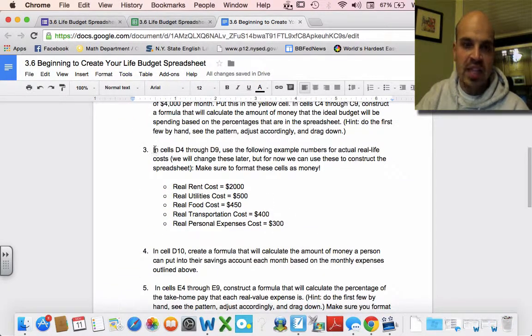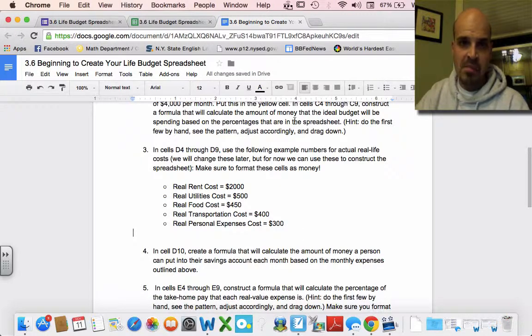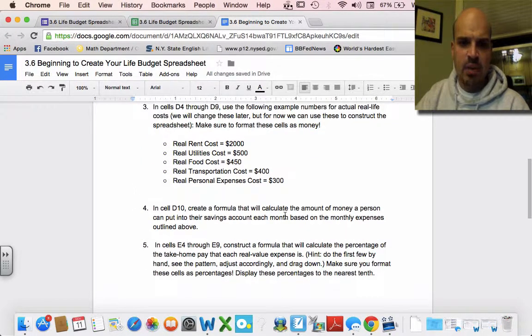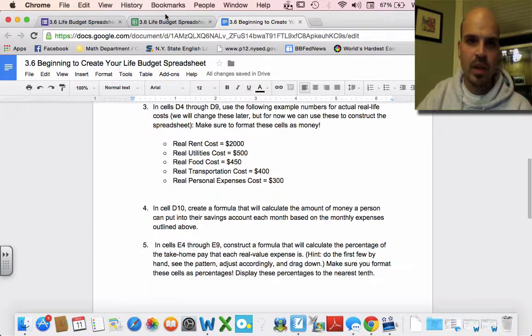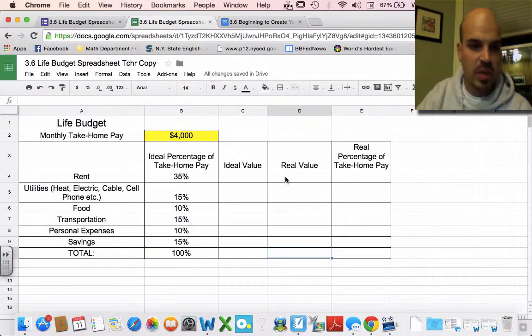So in this, again, the goal here is just to construct the spreadsheet. So I've given you some example values that you can use. Okay. In D10, we're going to be creating a formula that will calculate the total real value, and that's really got to match.